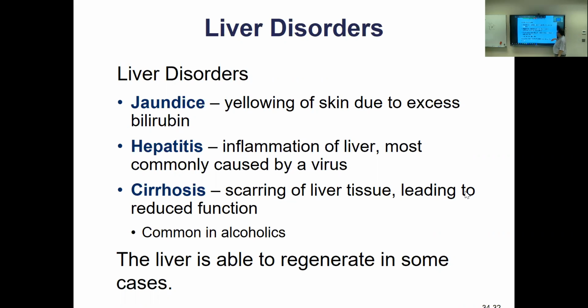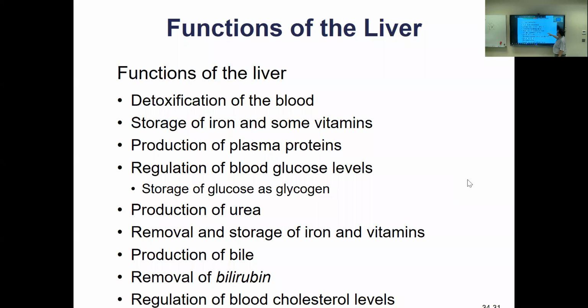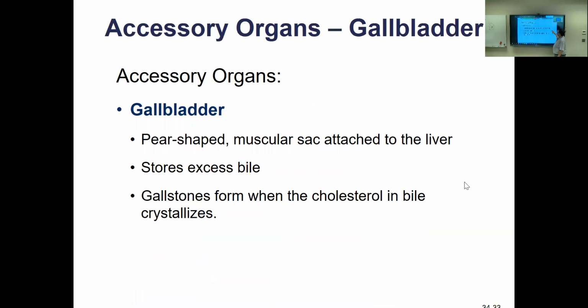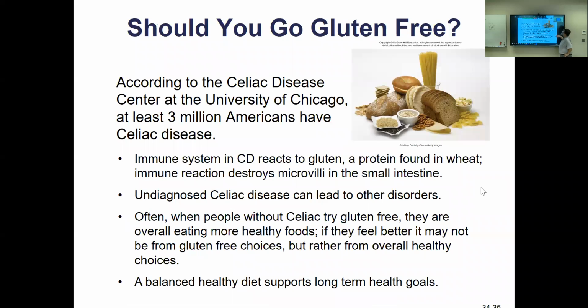Okay, and it can regenerate. So they can actually take a piece of the liver and give you a liver transplant and you'll grow more liver. We already talked about gallbladder, gallstones, that's very painful. Okay, they're showing, this is what the liver looks like and how the blood filters through it. So it does like these 6 different things, super important organ.